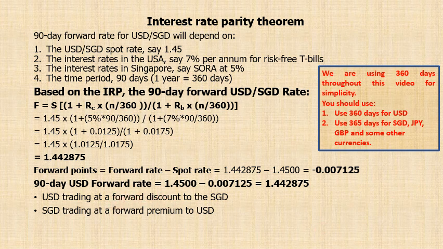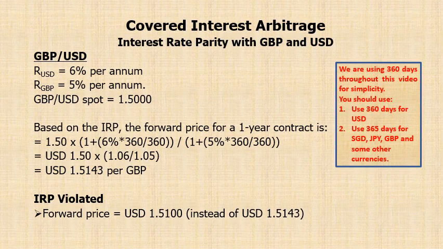Let's look at the concept of covered interest arbitrage with the GBP USD currency pair. We'll use the interest rate parity theorem to understand this concept. Let's look at the example to understand the covered interest arbitrage, where the rate for the US dollars is 6% per annum and the rate for the GBP is 5% per annum, and the GBP USD spot is 1.50.